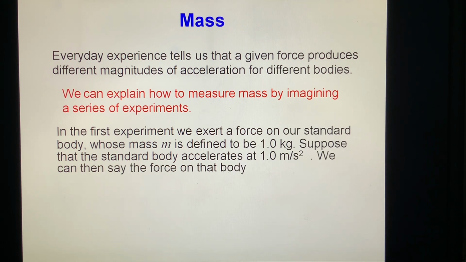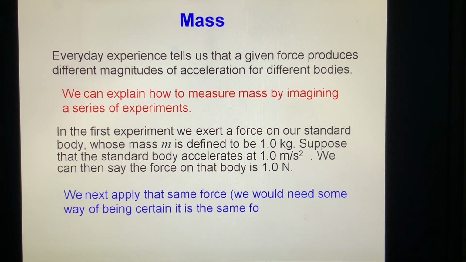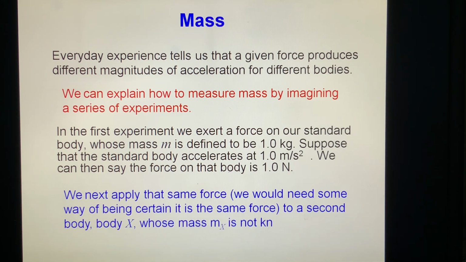Suppose that the standard body accelerates at 1.0 meter per second squared. We can then say the force on that body is 1.0 newton. We next apply that same force, and we will need some way to be certain that it is the same force, to a second body X, whose mass mx is not known.